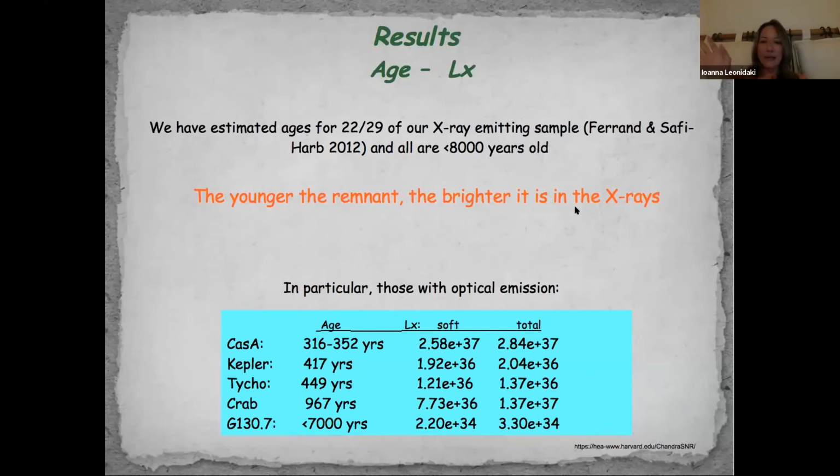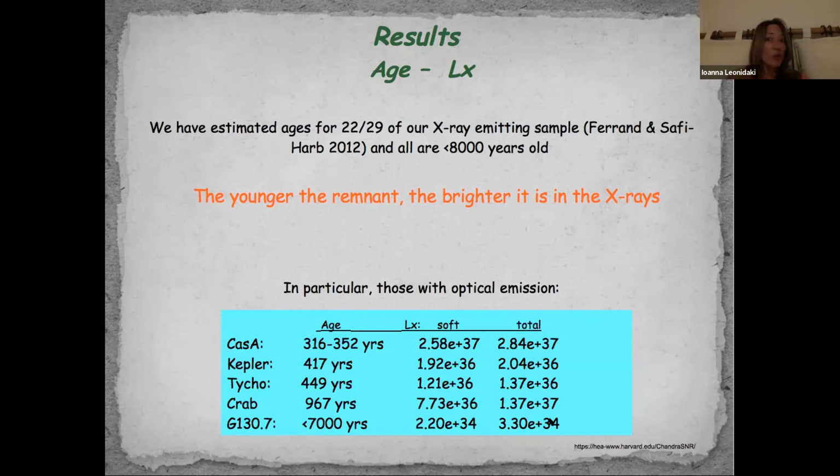X-ray. And just as an example, I put the 5 SNRs that have been observed in the optical with their age, and you can see that the youngest has the highest X-ray luminosity, and going down to more mature SNRs, the X-ray luminosity decreases incredibly.